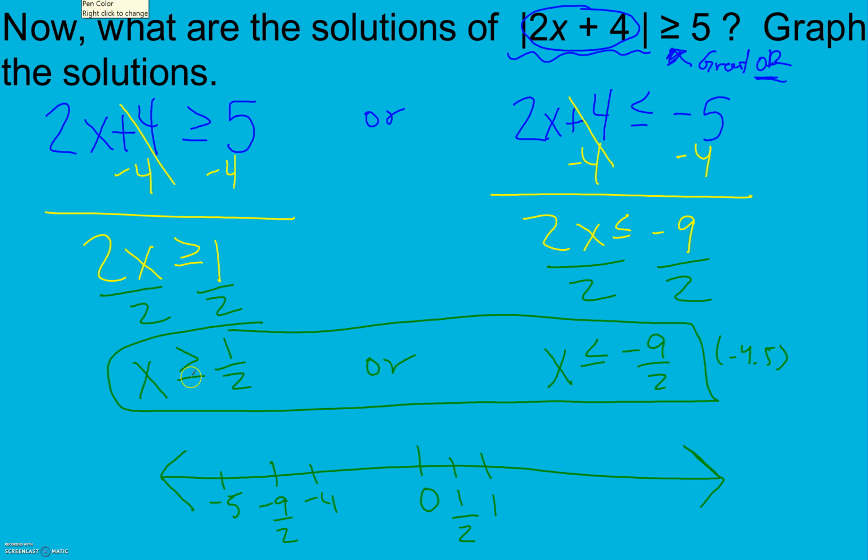I put a circle at 1/2, fill it in because it's equal to, and because my variable's first, I match my inequality with my arrow. I want numbers greater than 1/2, like 1. At -9/2, I put a circle, I fill it in because of the equal here, and the less than matches my arrow.